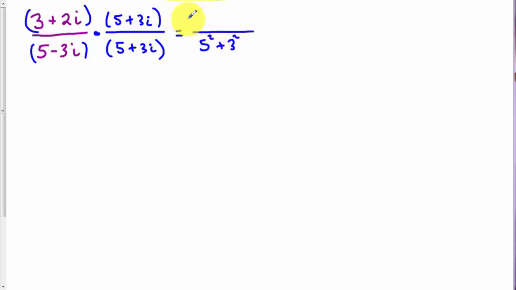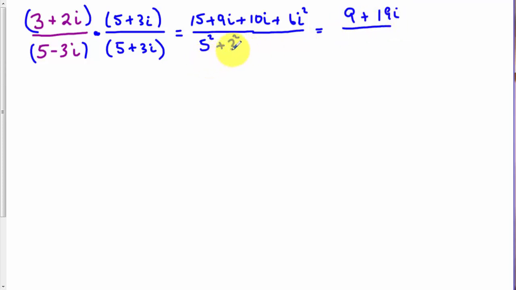And on the top, we're going to have to distribute this out, FOIL it out, so we're going to get 15. And 3 times 3i will be 9i. And 2i times 5i will be 10i. And 2i times 3i will be plus 6i squared. So on the top, this becomes negative 6, and plus 15 becomes 9, plus 19i. And on the bottom, we've got 25 plus 9, we get 34.